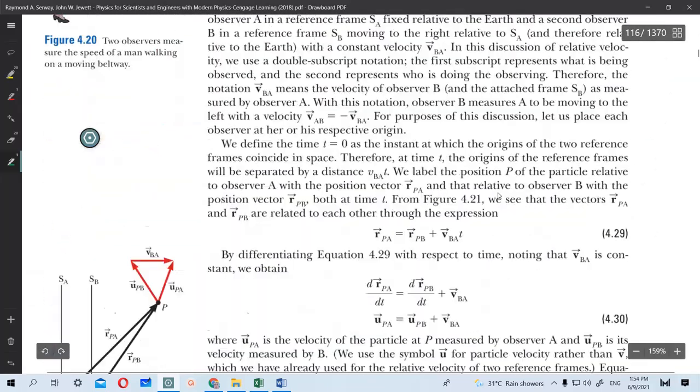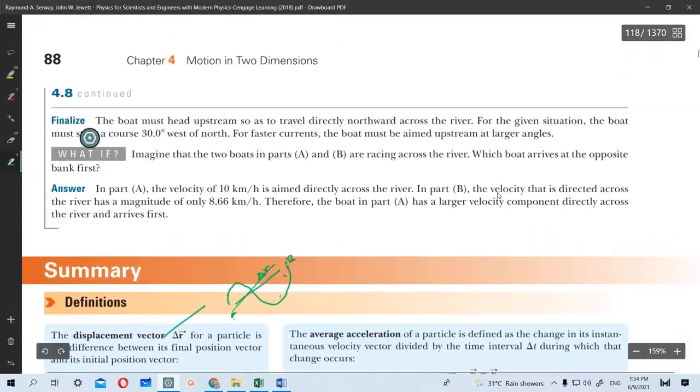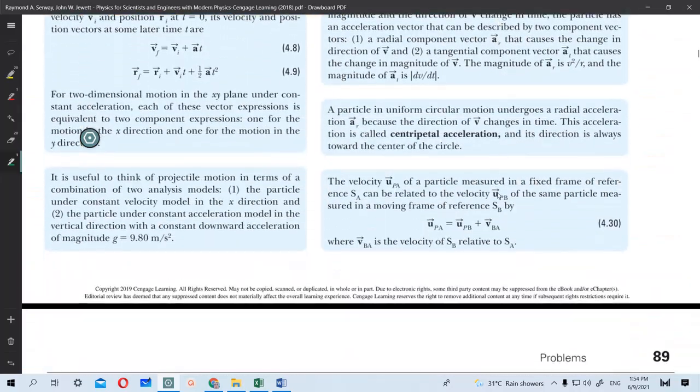Alright, that's the example, and these are not within the syllabus. That's it, guys. Thank you very much.